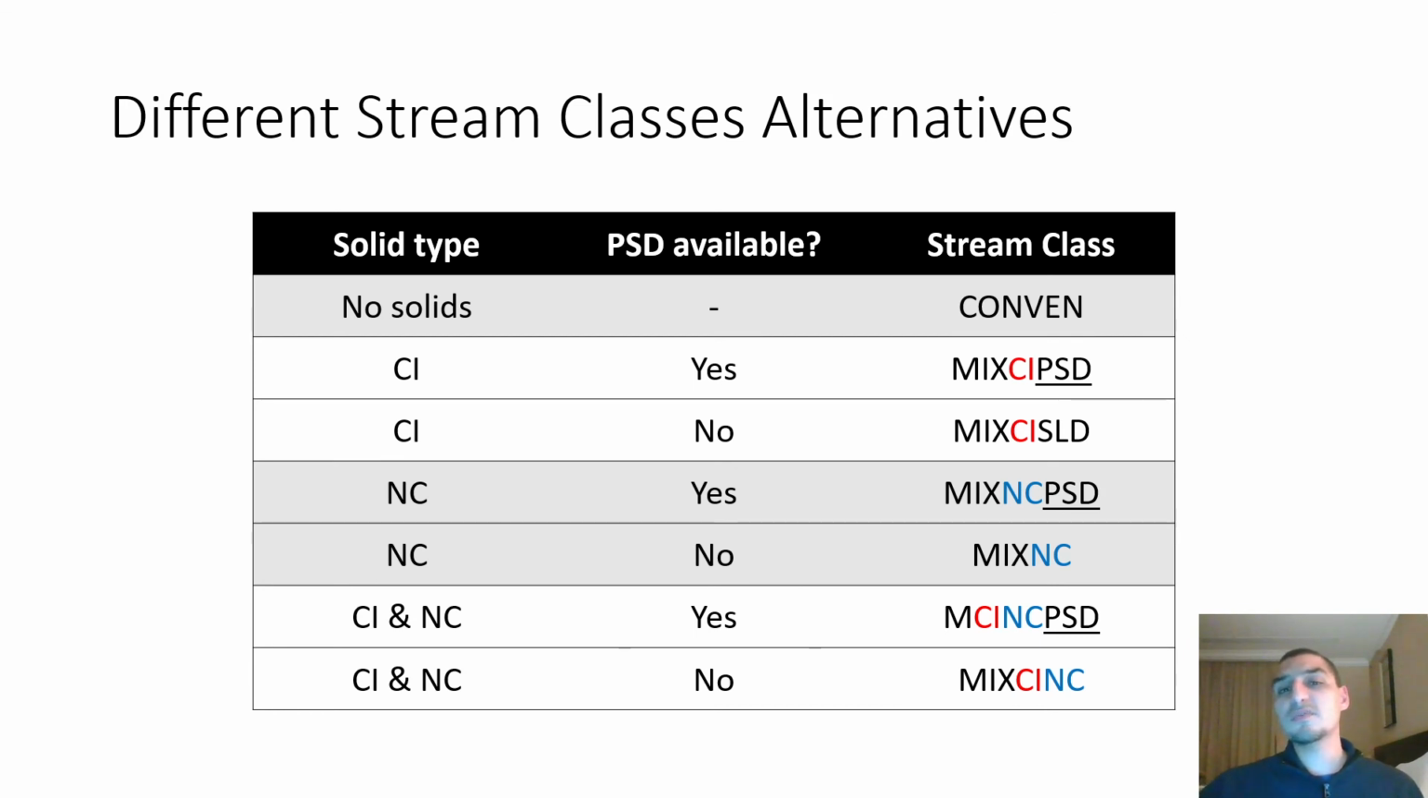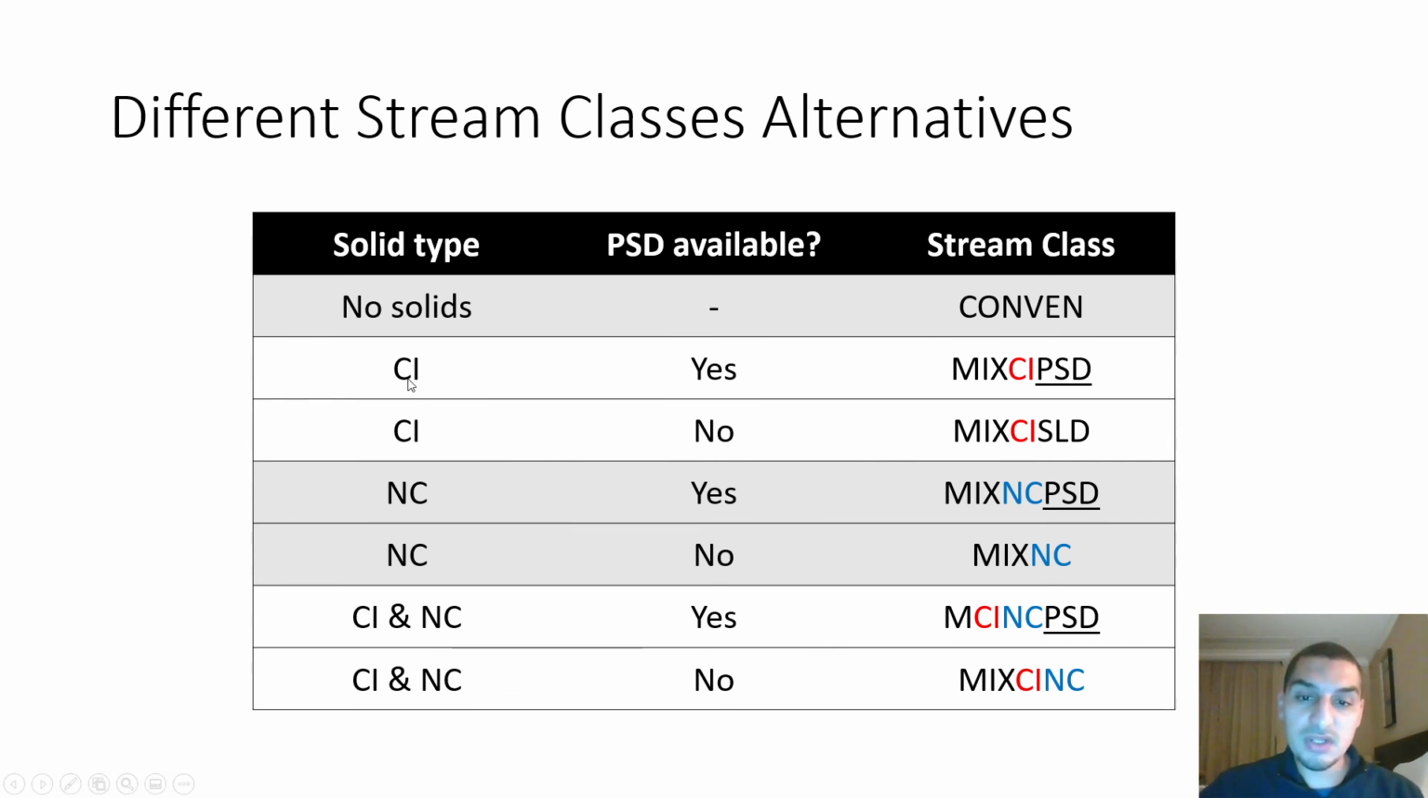So now let's go back to the stream classes. We have 7 stream classes in Aspen Plus, and each stream class depends on the type of information, or the type of streams or components, that we have. So in case we have no solids, then there is no particle size distribution, of course. So we go for the conventional stream class, and this is the default, by the way. That's why in the conventional class we don't have any option to define conventional inert or non-conventional components.